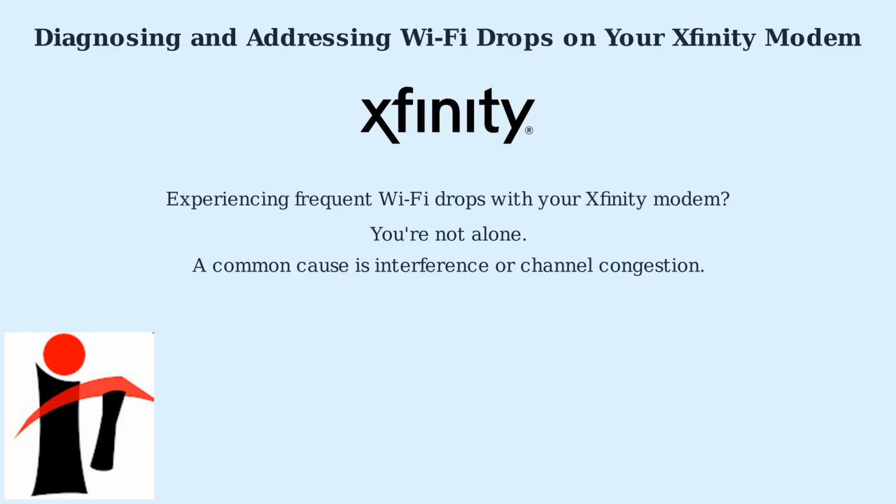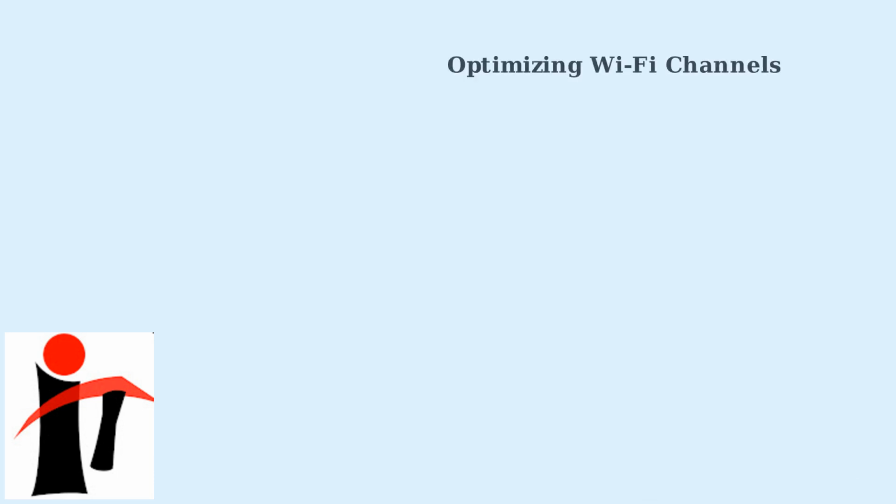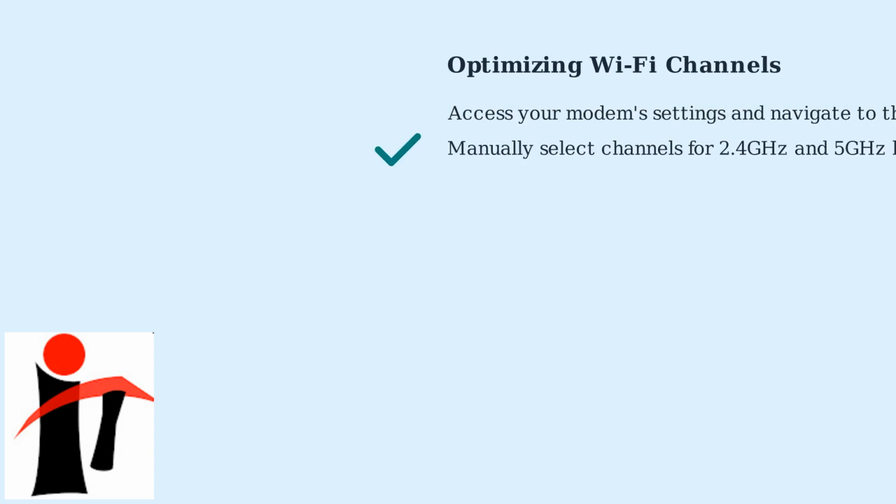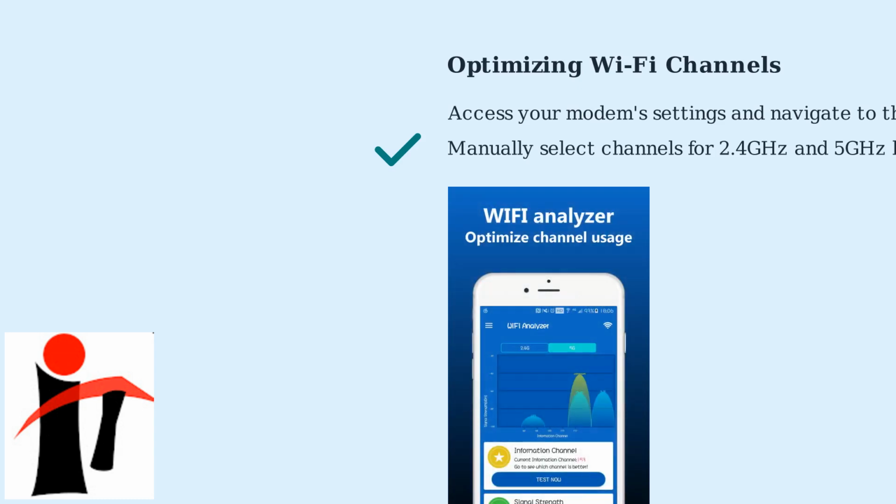The next step depends on the problem. Once logged into your modem settings, navigate to the Wi-Fi section. Here, you can manually select Wi-Fi channels for both the 2.4 GHz and 5 GHz bands. Use a Wi-Fi analyzer app on your smartphone to identify less congested channels in your area. Switching to these channels can drastically reduce interference from neighboring networks.